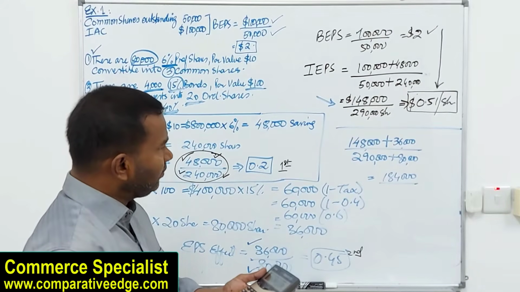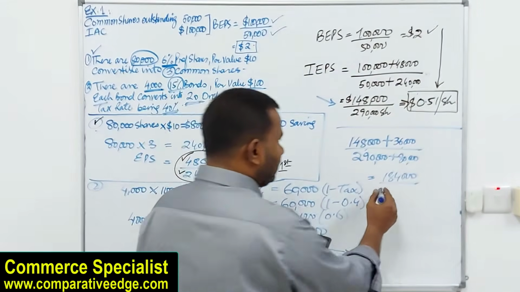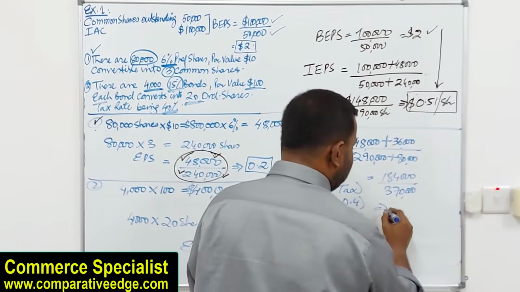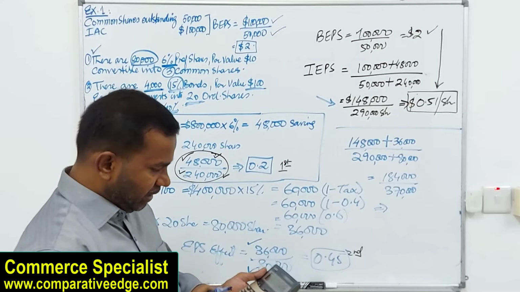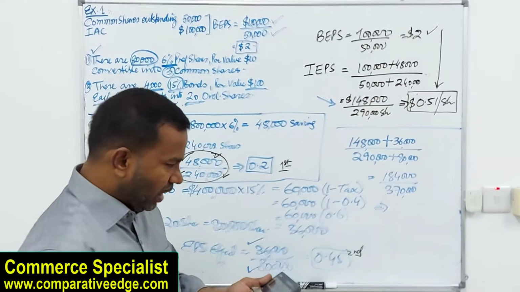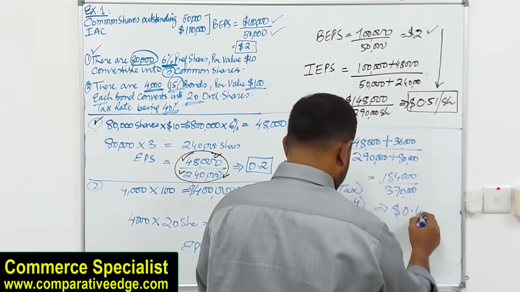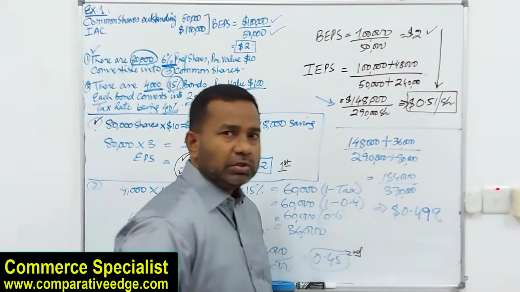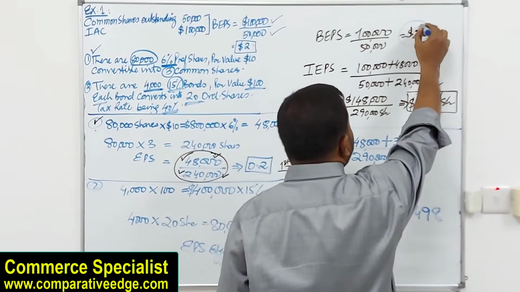So 290, so you're getting 370,000 here. So when you find the EPS now, 184,000 divide by 370,000, you're getting EPS as $0.498. So ladies and gentlemen, if you have a look, before it was $2.